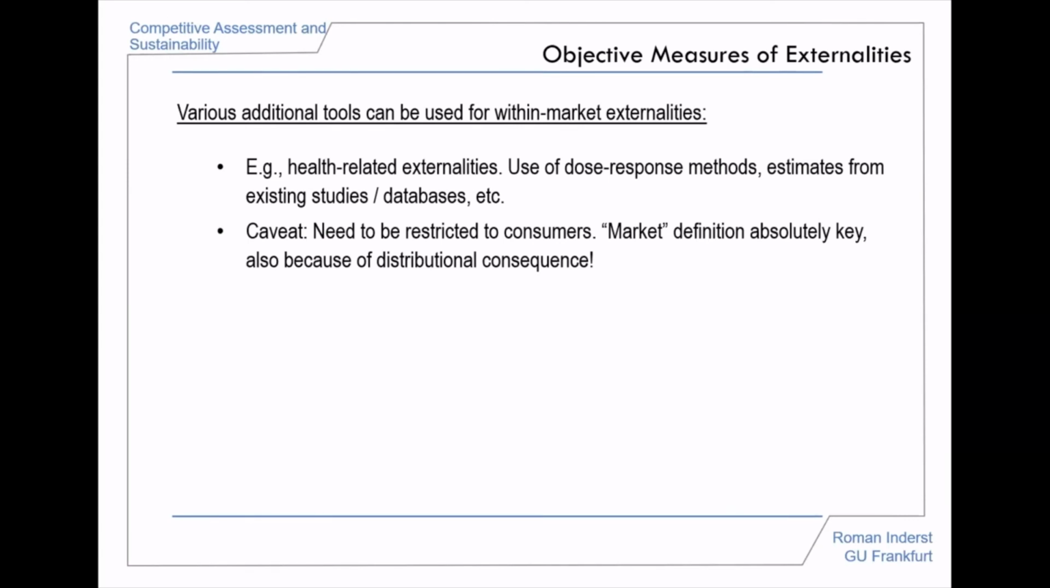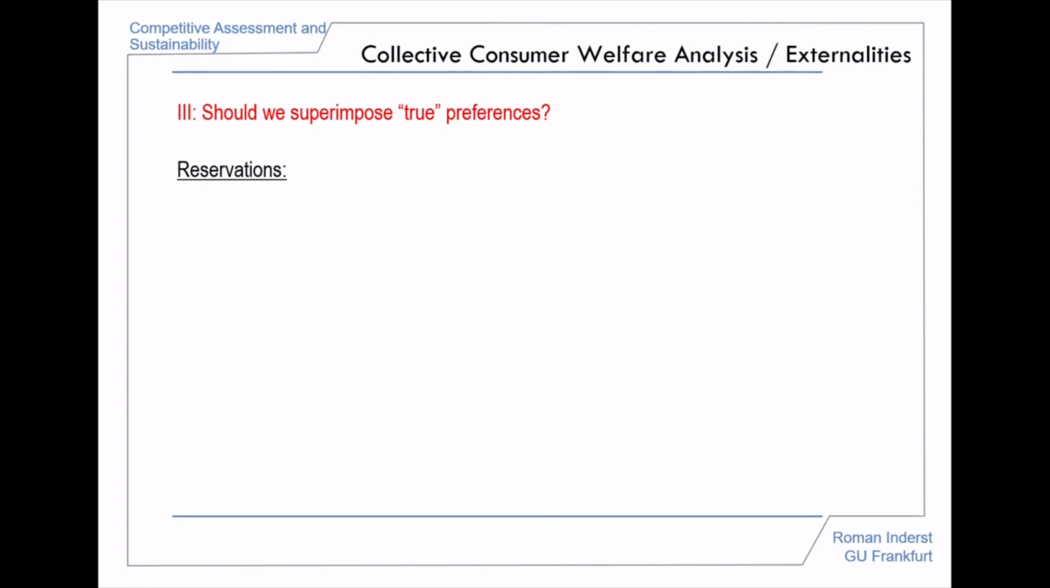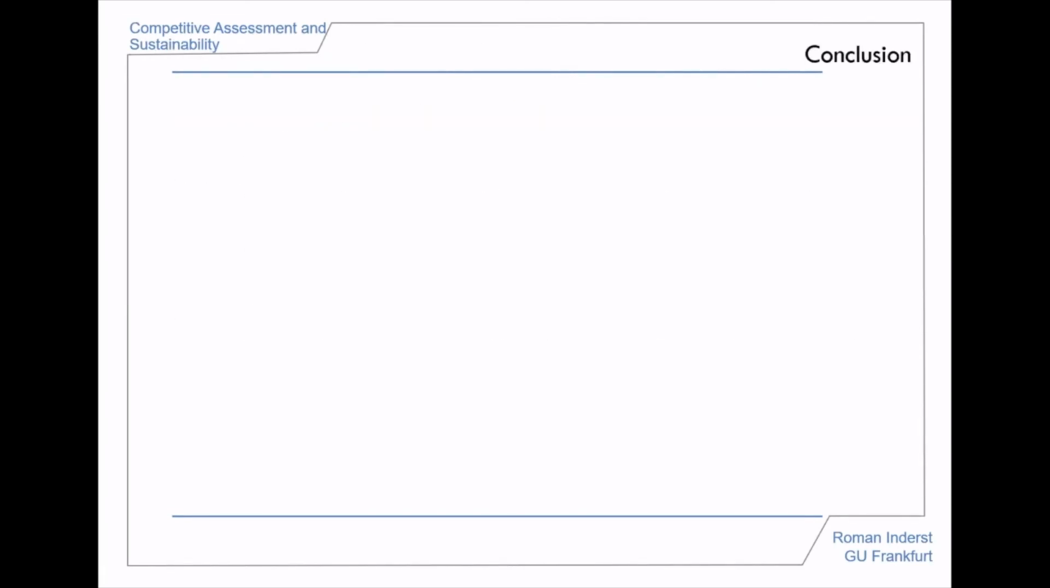This is also why the market definition is absolutely key. What are the consumers, the potential consumers, etc.? As we change the market definition, this has huge distributional implications. Would I have another minute? Or just one minute. Okay, then let me leave this out and go right to the concluding part.